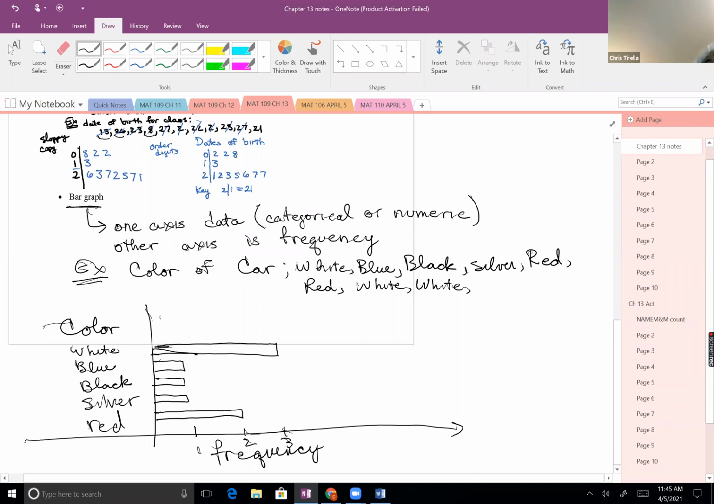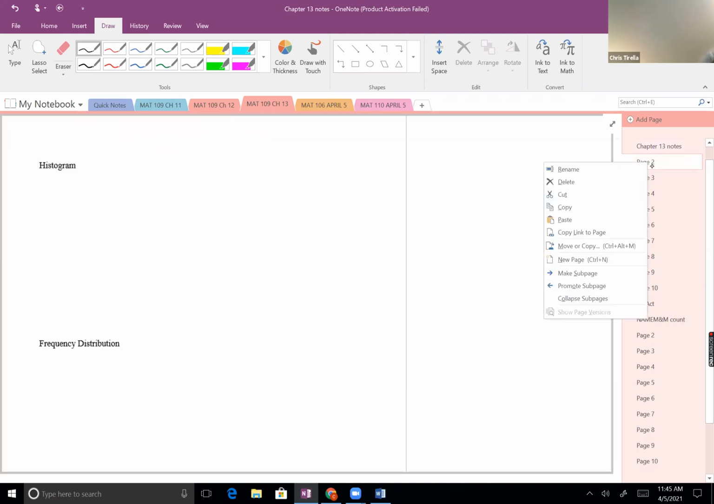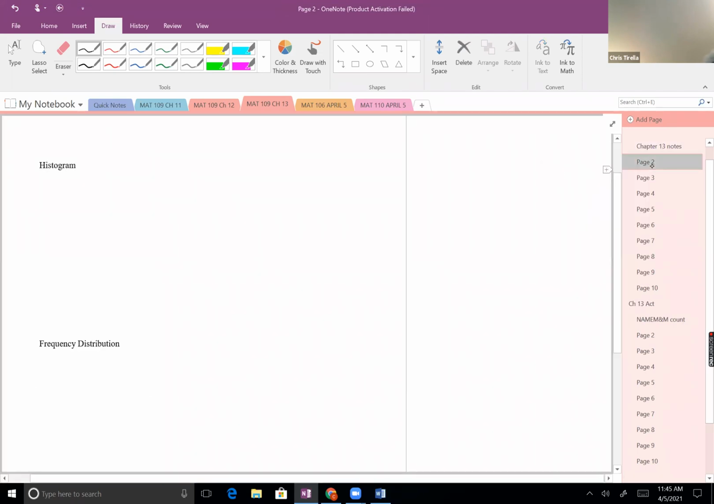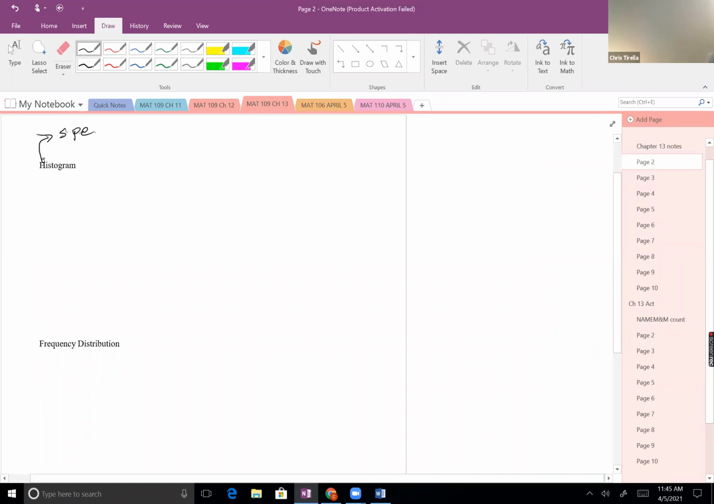And with the traditional bar graph, it can go sideways or it can go up and down. And your data can be things like colors or pretty much anything. That I'd like to compare to, next page, a histogram. And a histogram is a very specific type of bar graph.